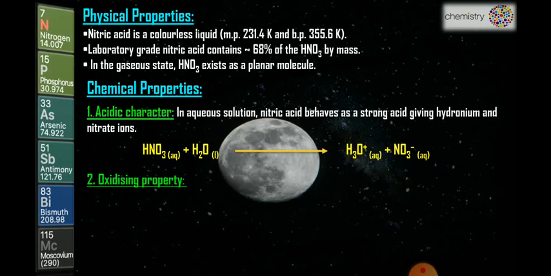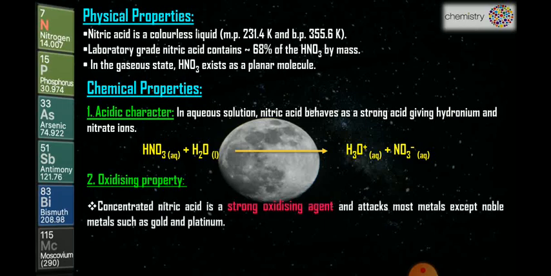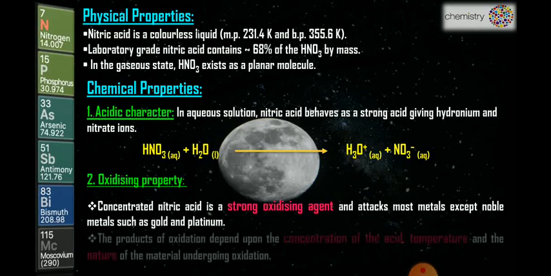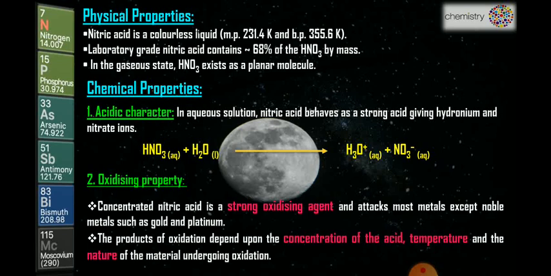Second chemical property, a very important property, oxidizing property. Concentrated nitric acid, even dilute nitric acid also. The concentrated nitric acid is a strong, very good, powerful oxidizing agent, and it attacks almost all metals except noble metals such as gold and platinum. Okay, except gold, platinum, and very few others like aluminum and chromium that we'll see later. So this nitric acid oxidizes almost all metals. Therefore, we call it a very strong, good oxidizing agent.